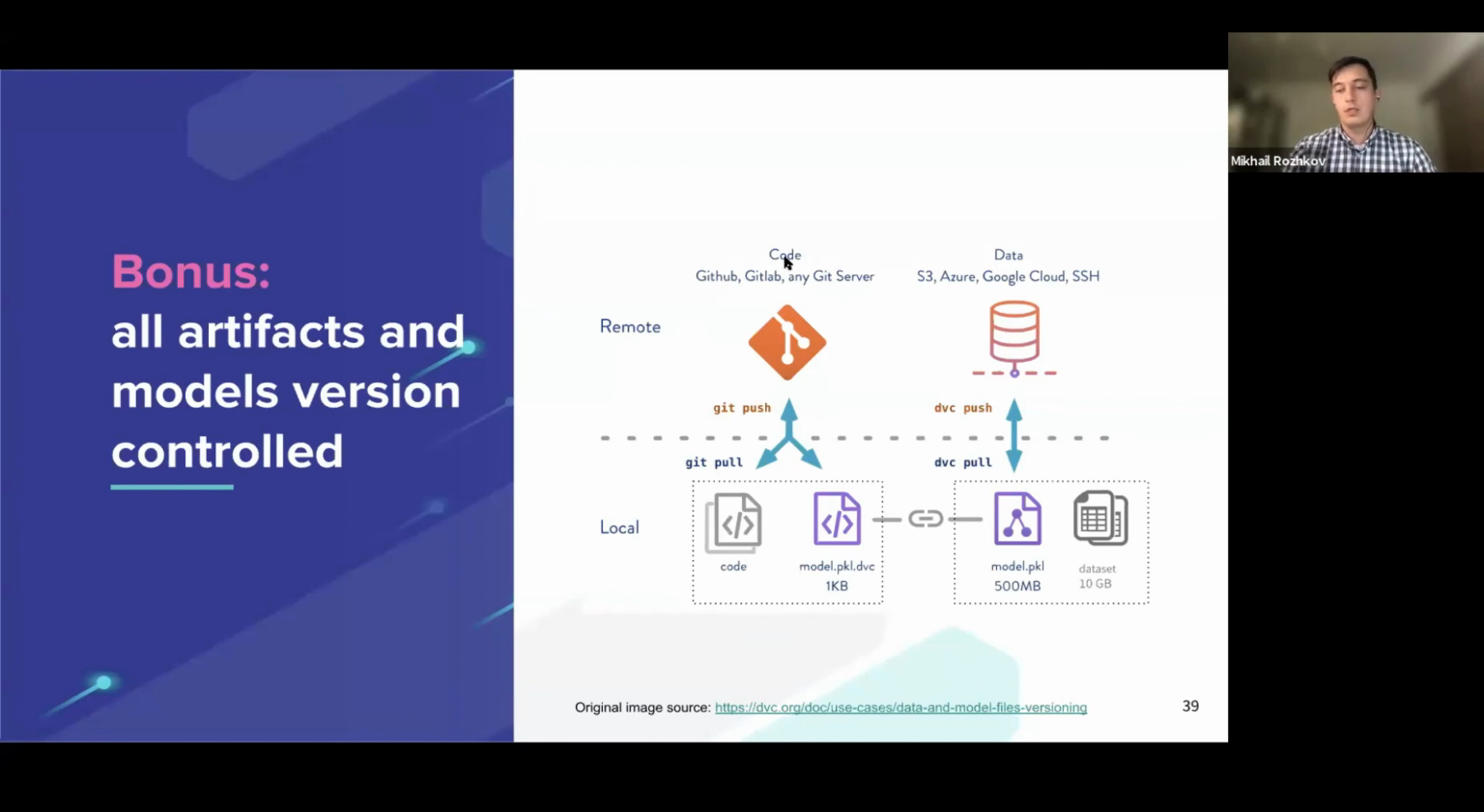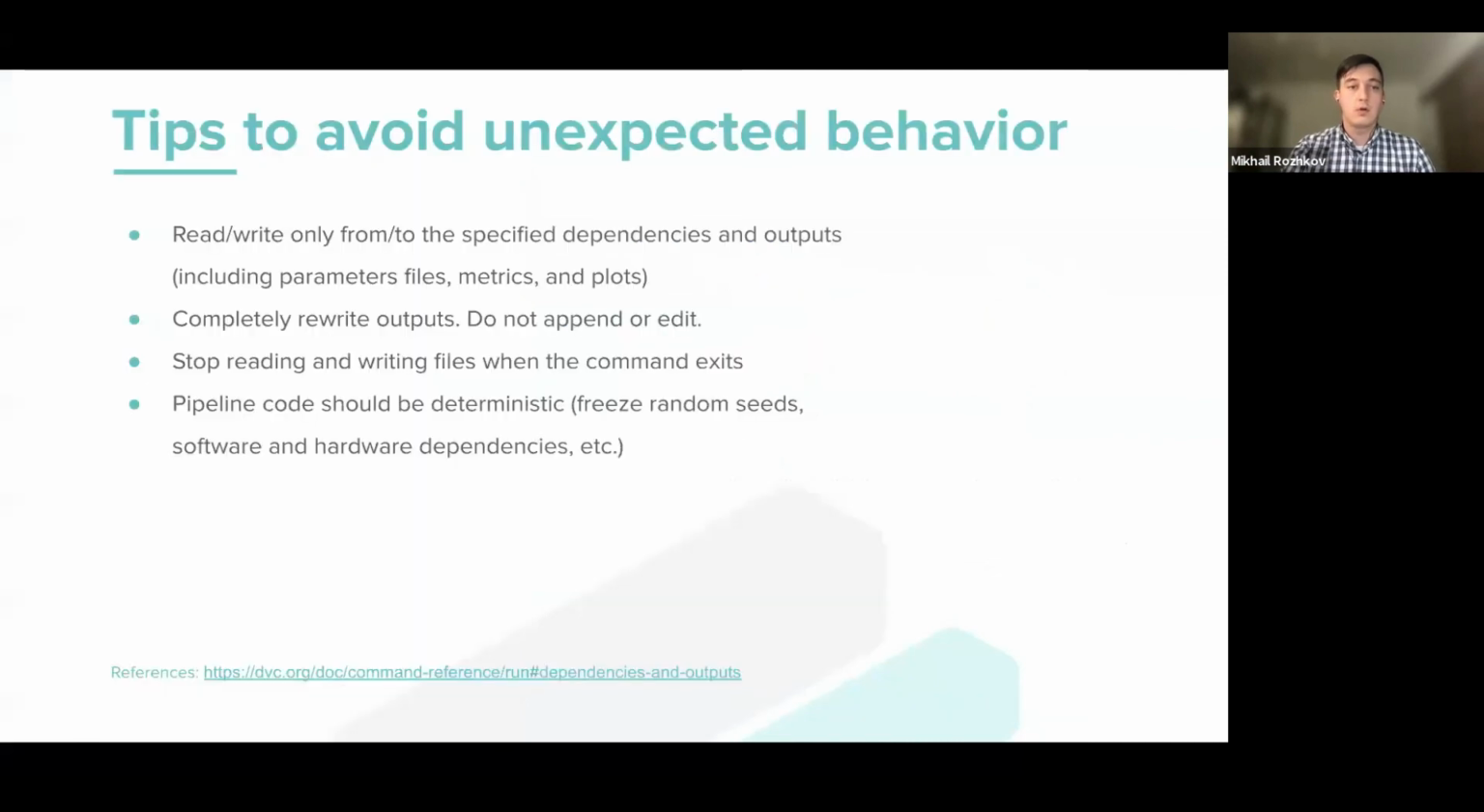For example, when you do some deployment, you deploy or you clone some specific version of code onto the remote server. Then you do DVC pull and DVC checkout, and DVC will bring the original versions of artifacts and models that were generated with that commit of the code.